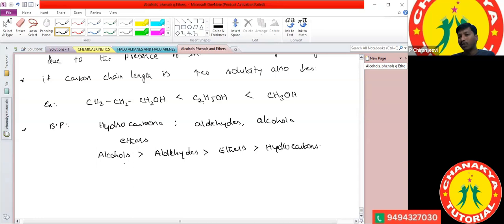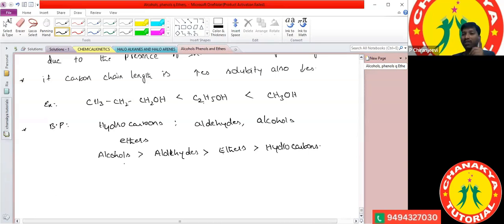The two types of hydrogen bonds are intramolecular hydrogen bonding and intermolecular hydrogen bonding. If the hydrogen bonding is present within a molecule, it is called intramolecular hydrogen bonding. If the hydrogen bond is present between two different molecules, it is called intermolecular hydrogen bonding.